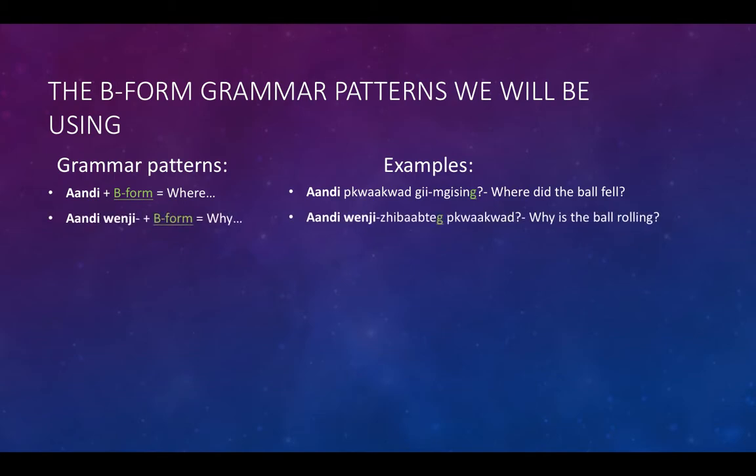Next one, ondewenge plus B-form equals why. So, ondewenge jabopteg pquaquad. So that means why is the ball rolling? So we have ondewenge, and then we go right into our verb, because that hyphen connects to the verb after wenge. So our VII word is rolling, jabopte. And then we have our G at the end for our B-form inflection, followed by our noun pquaquad.